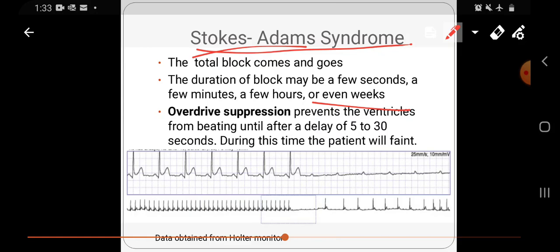صح ال Purkinje وال AV node عندهم القدرة إنهم يعملوا depolarization waves. They have autorhythmicity, but they are suppressed by the SA node. So they need some time to pick up. فبالتالي اللي بيصير بالستوكس آدمز إنه ال patient will be completely normal. ال ECG هيو completely normal.